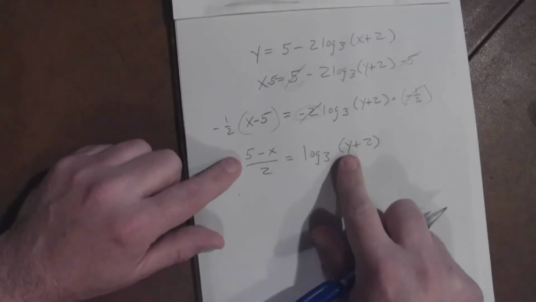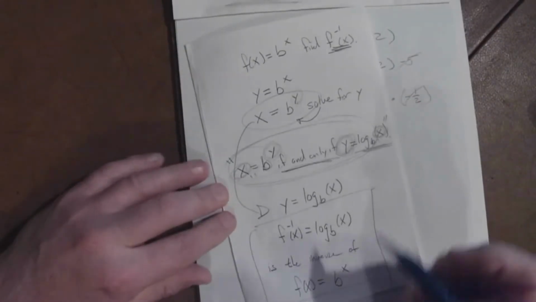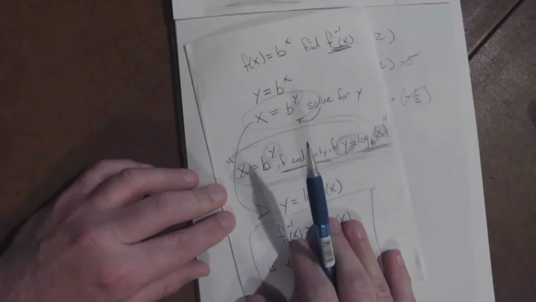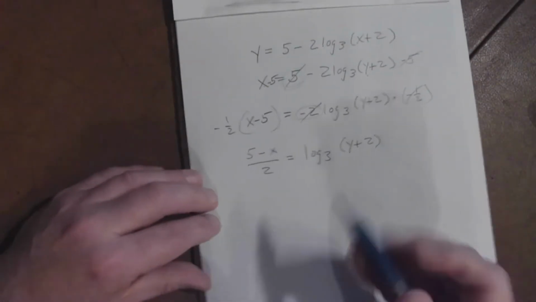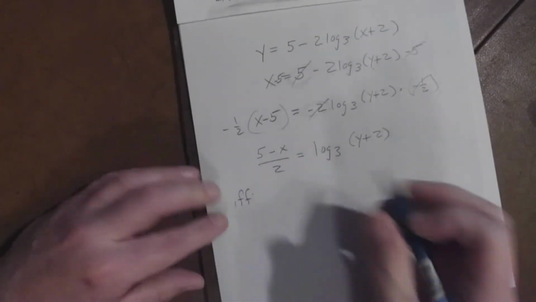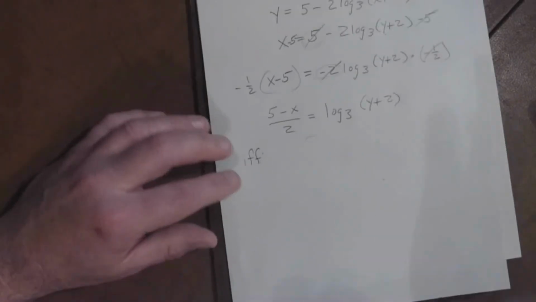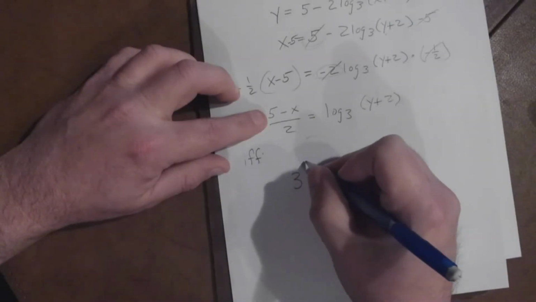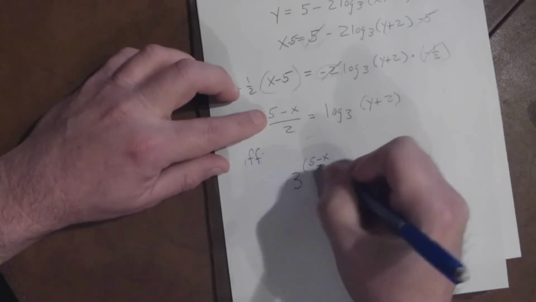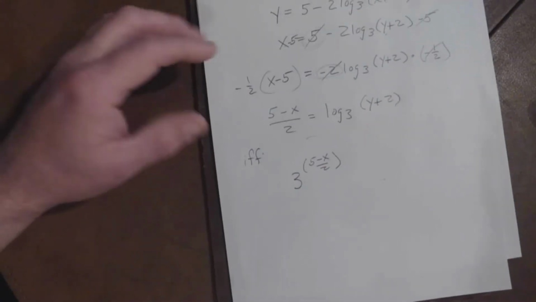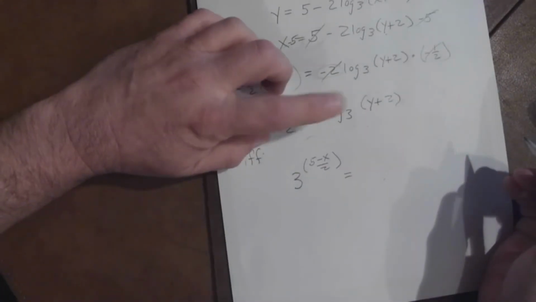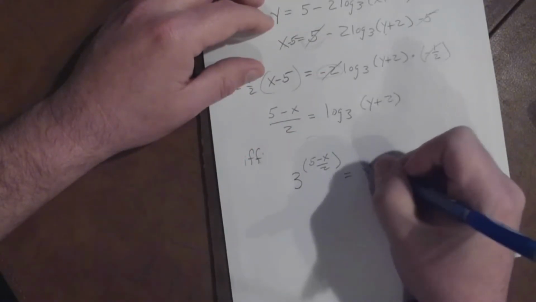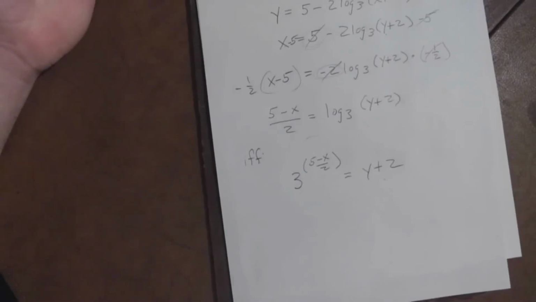Now how do I isolate the y inside this logarithm? I go back to this fundamental understanding. And this is true if and only if 3 raised to this power, 5 minus x divided by 2 on the left, is equal to, on the right, what would be left behind is just the quantity y plus 2.